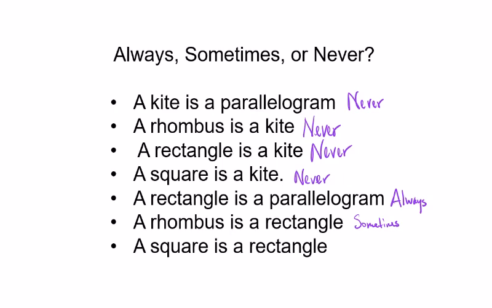Okay, a square is a rectangle. That's always, right. A square is always equiangular, and opposite sides are congruent. So that means it's a rectangle.